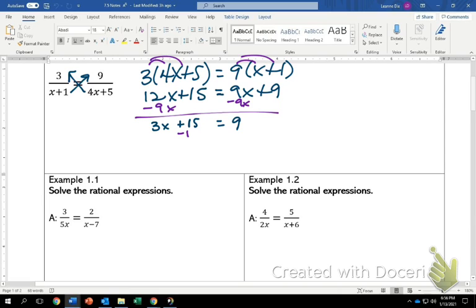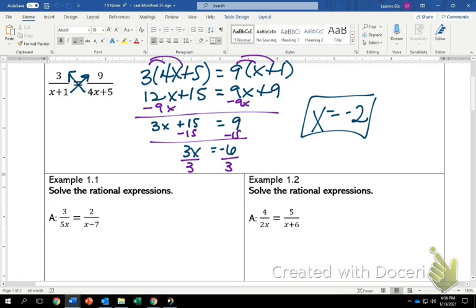And now I need to subtract the 15. I'll get 3x is equal to negative 6, and the final step is to divide by the 3. And we get the answer of x equals negative 2. And that's our answer. So it's a very simple and straightforward process. So let's do one more just to make sure we've got it under our belt.